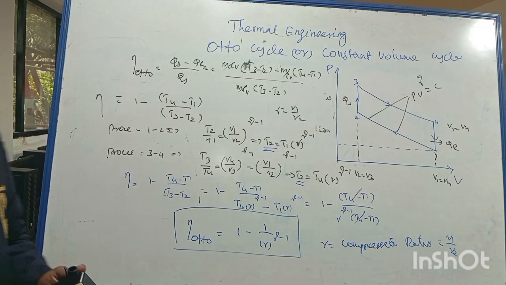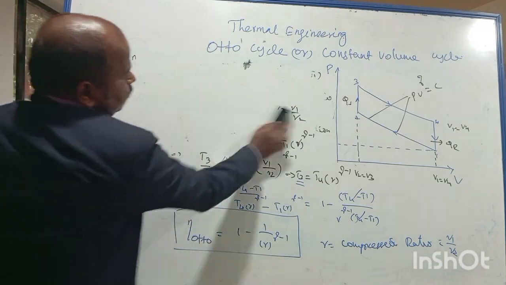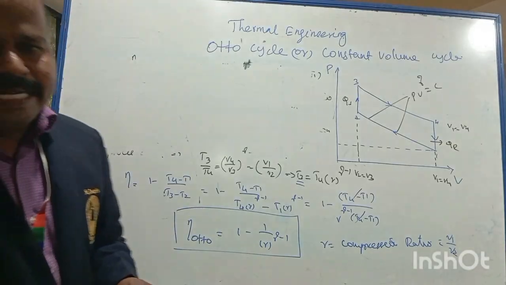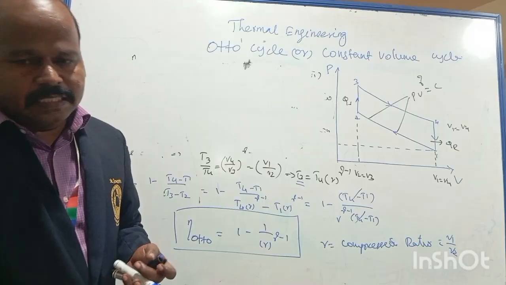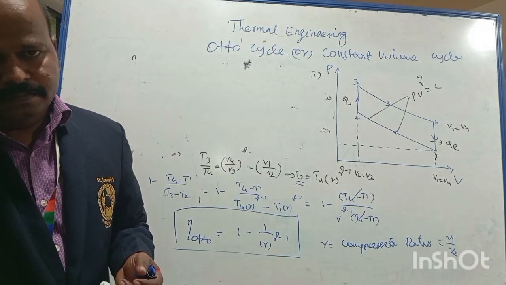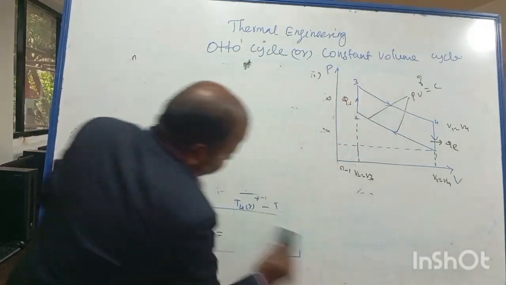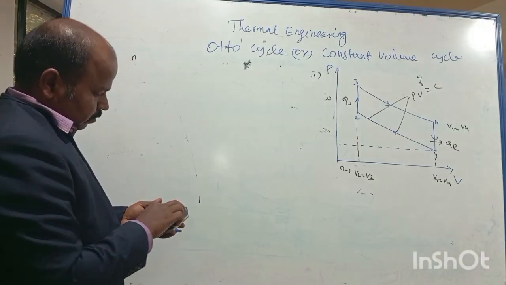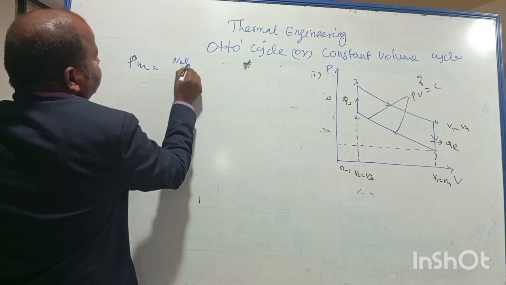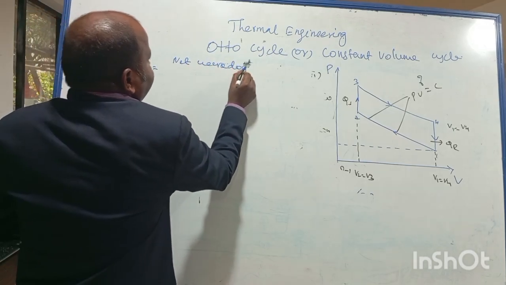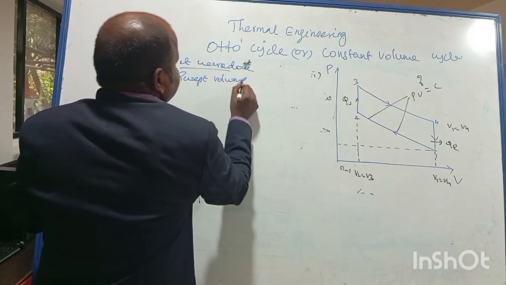Next we are going to discuss mean effective pressure. What is meant by mean effective pressure? I will explain. Mean effective pressure is nothing but the average pressure exerted by the piston during the expansion stroke. Normally we find mean effective pressure as net work done divided by swept volume. Mean effective pressure PM should be equal to net work done divided by swept volume.